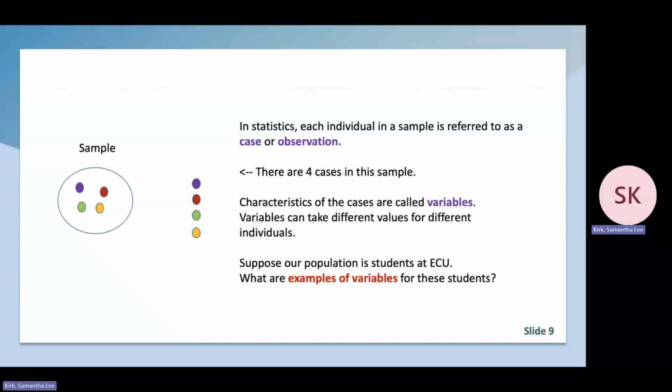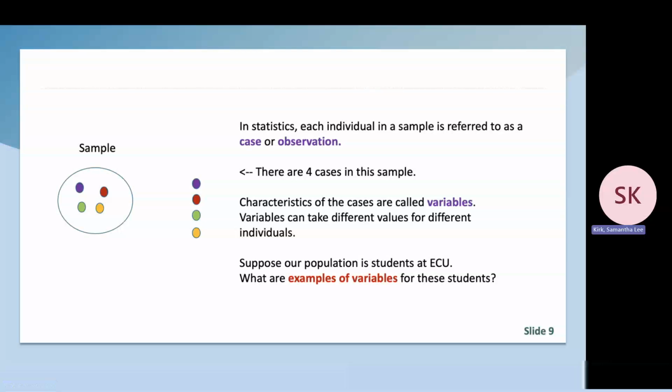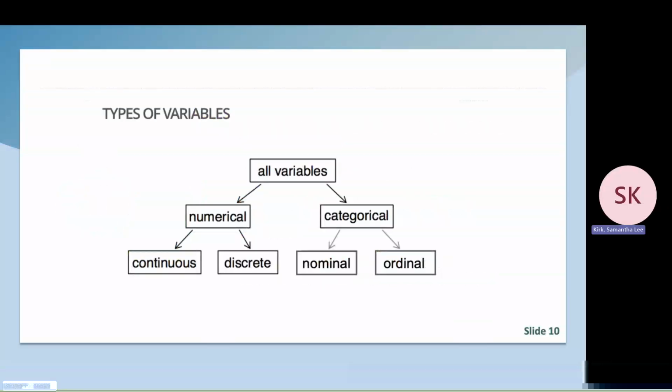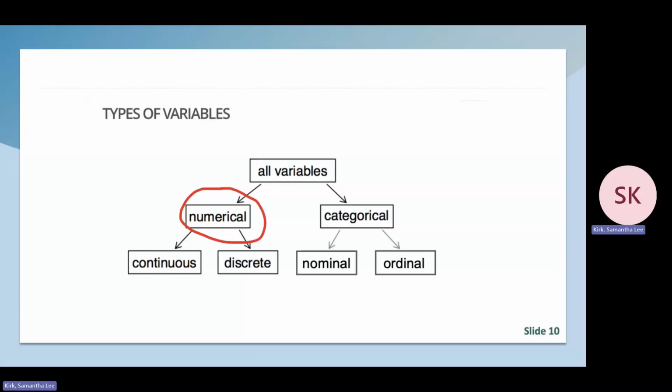So a variable is different than a statistic. A variable changes depending on a person, but a statistic is taking all of the data and it doesn't depend on a person. It's like averaging the data or something like that. We'll see more of that later. Our focus right now is on variables, and there's 2 basic types of variables, numerical variables and categorical variables. Let's take a look at numerical variables first.